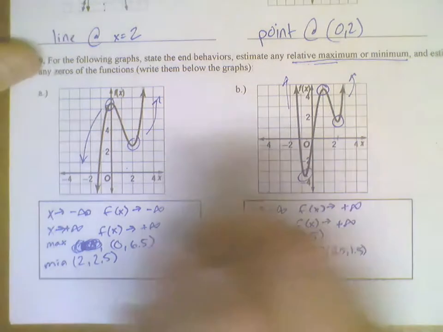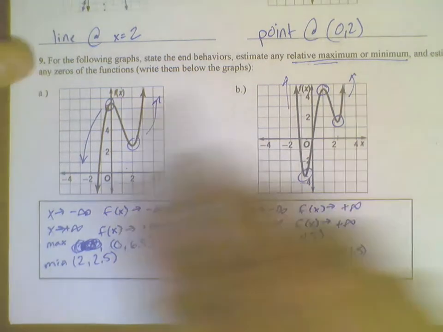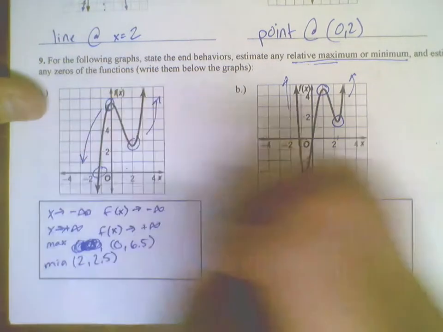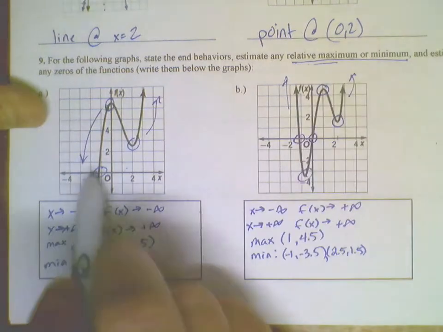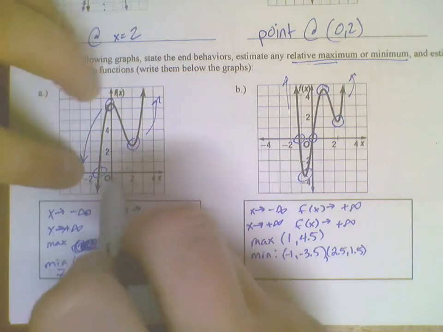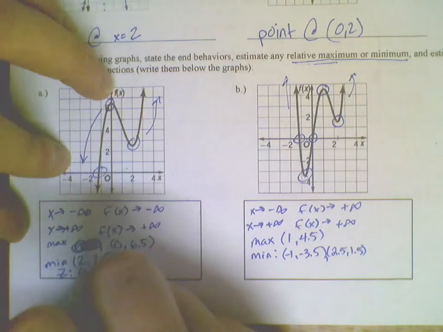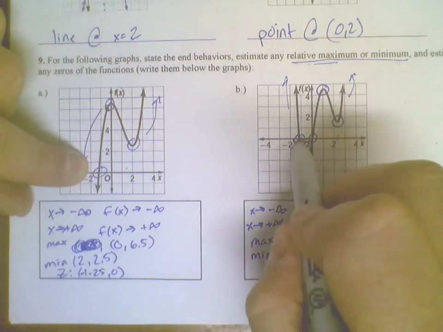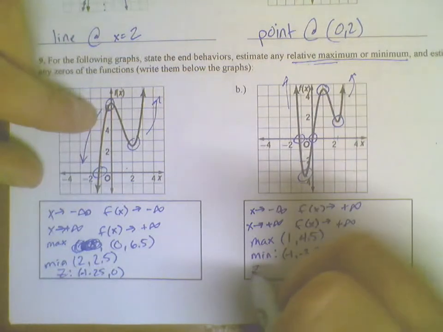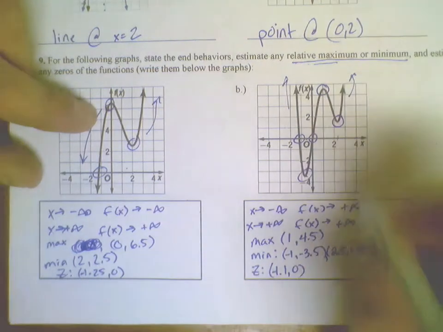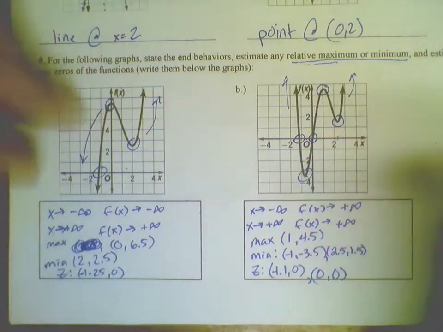Okay, and then the last part here said estimate any zeros of the function. So zeros are where they cross the axis. So we have 1 0 here. So my 0, label it with a big Z, is negative, we'll say 1.25. 1.25, 0. And then my zeros here, we'll say this one's about 1.1. Okay. So negative 1.10, and then we have another one there. It's the origin, so that's 0, 0.